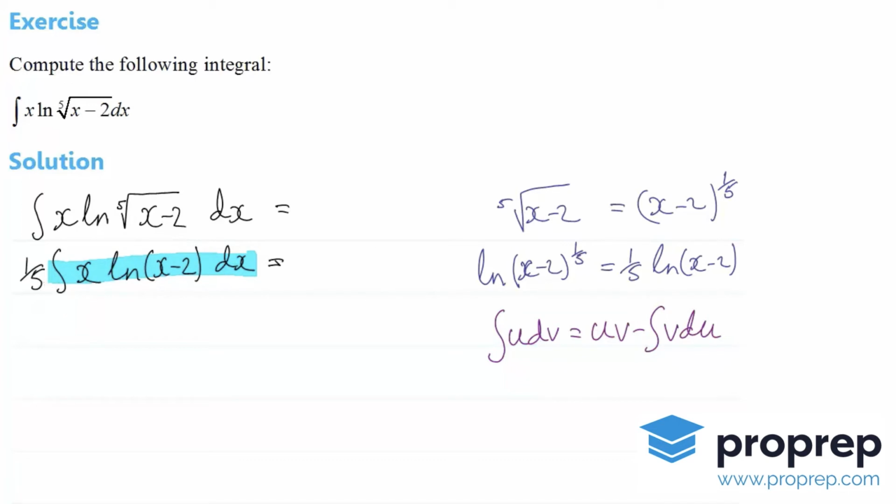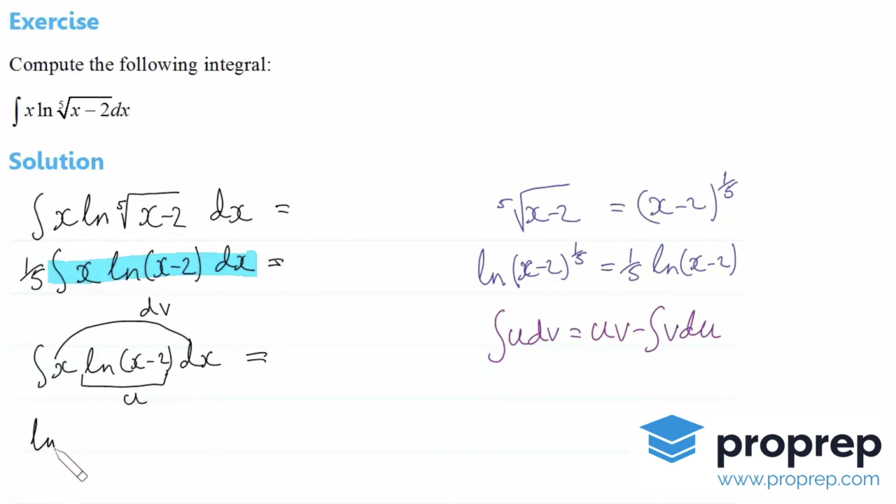So I'm continuing down here with the integral of x times natural log of x minus 2 dx, and it's pretty clear that we want to take this as u, and this will be our dv. First we need the uv. Now u is natural log of x minus 2, but what is v? We don't quite have v.